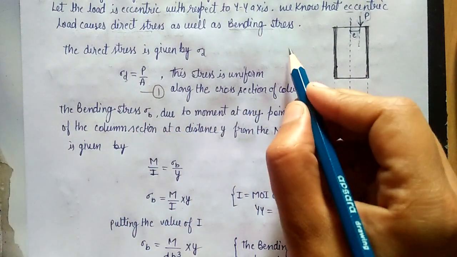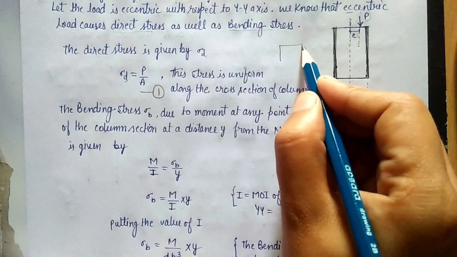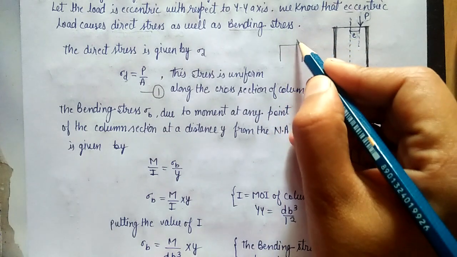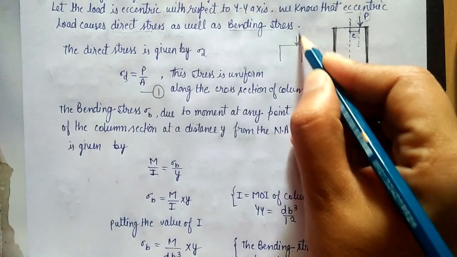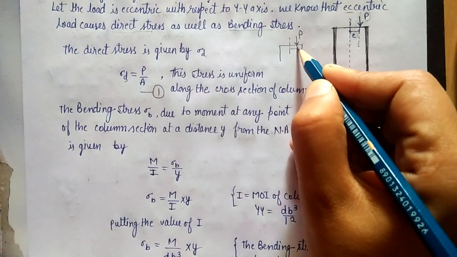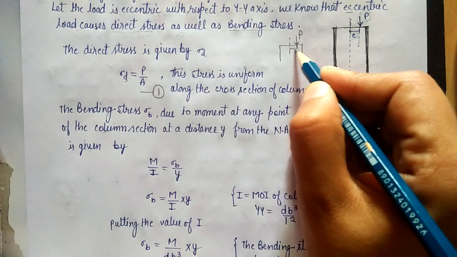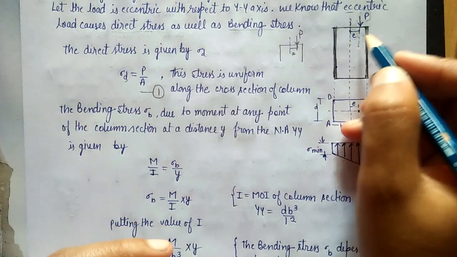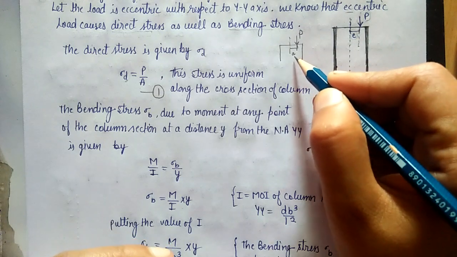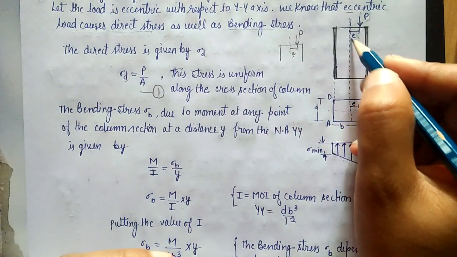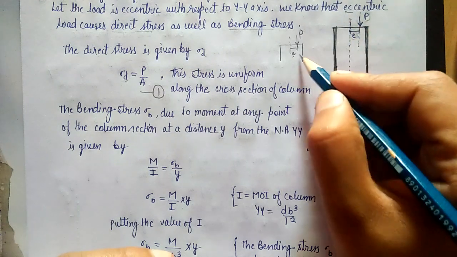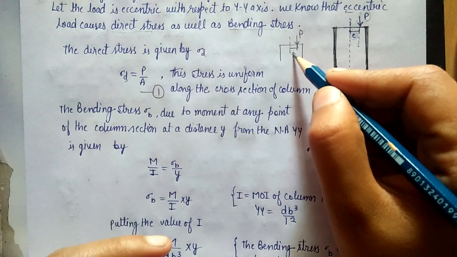You should know how we can shift our load. If a load P is acting here at some eccentricity, a, it's just a representation. We can take it as a or e. Why e? That means eccentricity, the first letter of eccentricity.